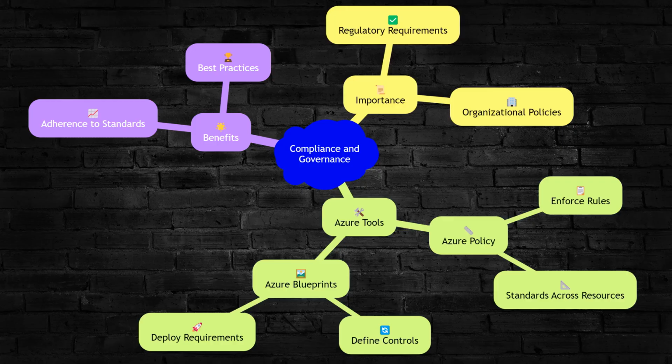Compliance and governance are critical for ensuring that your applications meet regulatory requirements and organizational policies. Azure provides several tools and features to help you achieve compliance, including Azure Policy, which allows you to enforce rules and standards across your resources. Additionally, Azure Blueprints enable you to define and deploy a repeatable set of governance controls and compliance requirements. By leveraging these tools, you can ensure that your app service plan adheres to industry standards and best practices.